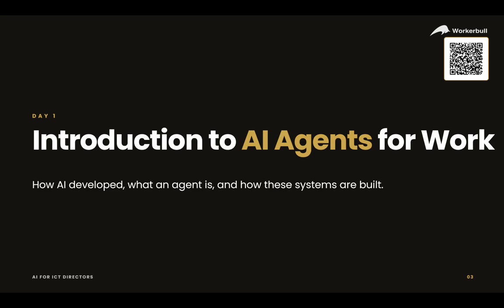Today, I want to take you through three things: how AI got to where it is today, what we really mean when we say an agent, and how these systems are actually built. By the end of this session, you will keep hearing generative AI agents, agentic systems, and when you hear them, they will make practical sense for you and the way you work. So let's get into it.